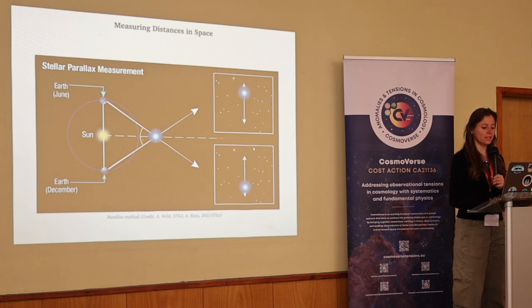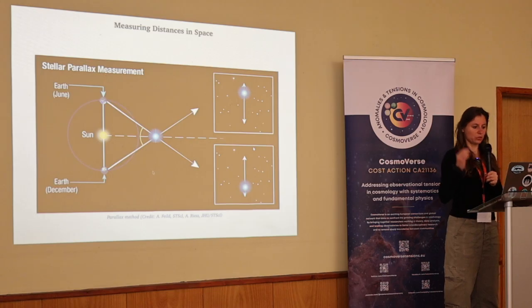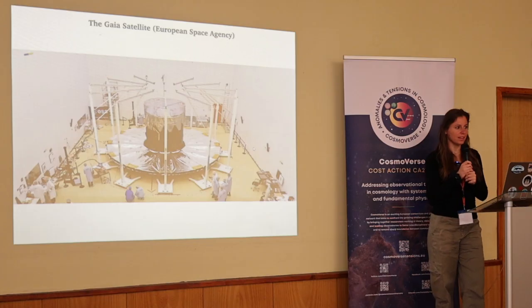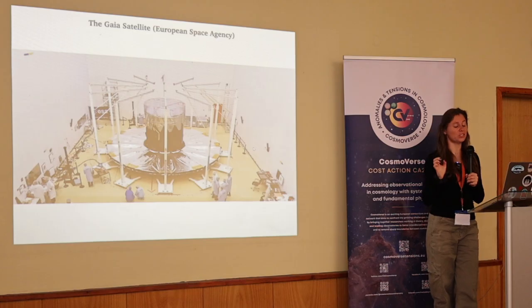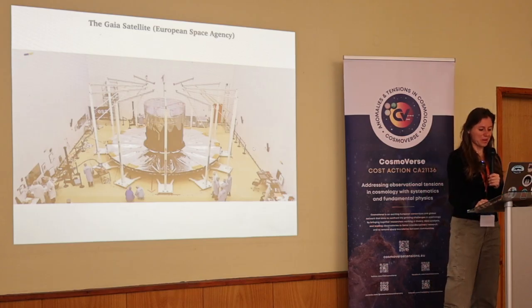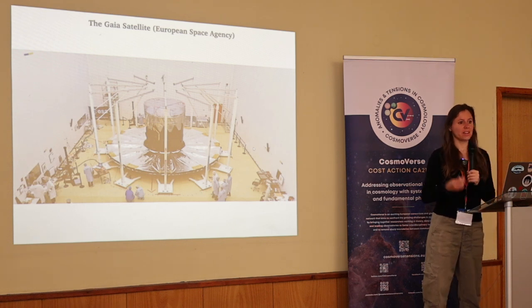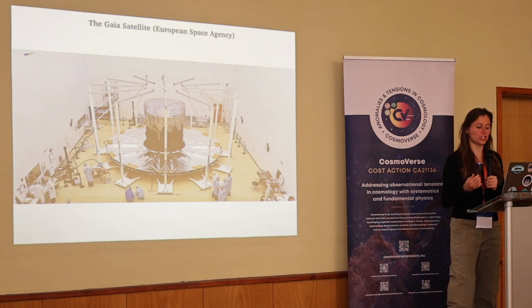And exactly that angle would give you how far the star is. So the further away, the smaller this motion would be. And this is exactly what the Gaia satellite is doing. This was launched about 15 years ago when I was doing my master's degree. The ESA Gaia satellite is dedicated to measuring astrometry. Astrometry means positions of objects in the sky, their distances, and also their proper motion.